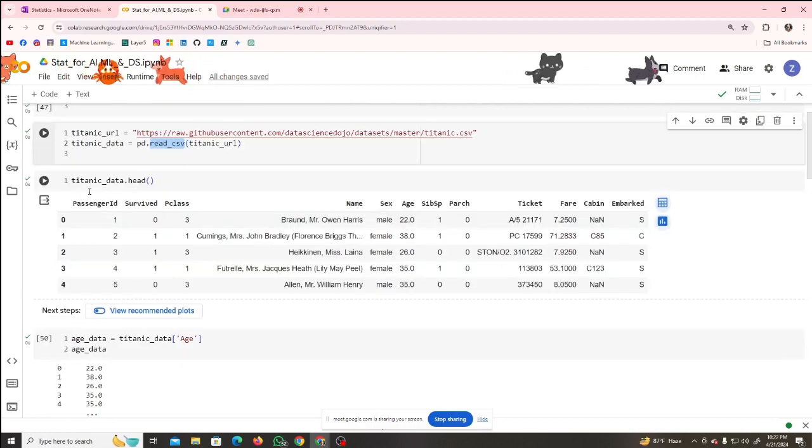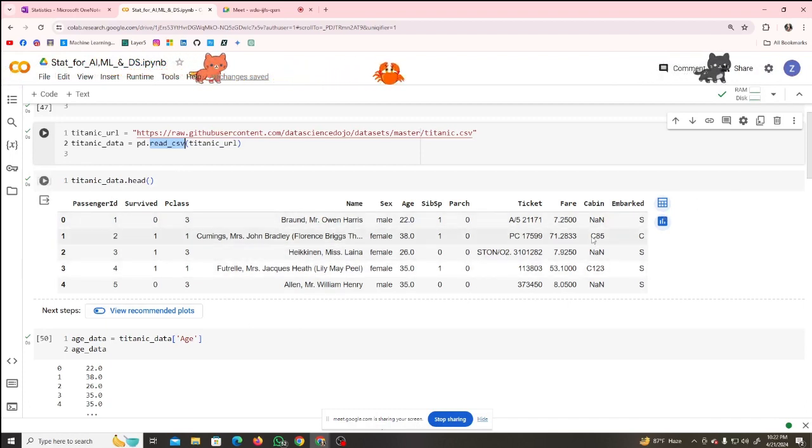Anyways, Titanic data.head gives us some of the values of that data. There are hundreds of data. This data set is very, very long, but we're just getting the top values. So you can say we have passenger ID, people who survived, then the classes, the name, then the sex and age, the ticket, fare, cabin. We have a lot of data over here.